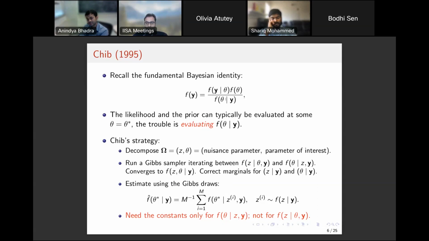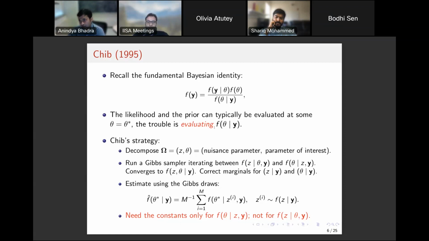Okay. So then that is just a restatement of Bayes' theorem. It says marginal is equal to likelihood times prior divided by posterior. So the likelihood and the prior are something we decide as modelers. The likelihood cannot always be evaluated, but to make things simple, suppose we have chosen the likelihood and the prior in a way that they can be evaluated at some theta equals theta star.